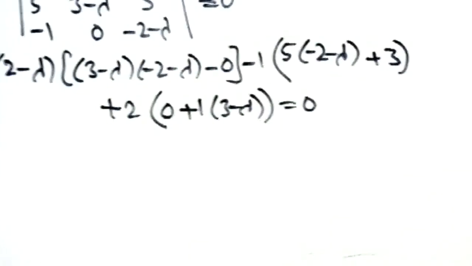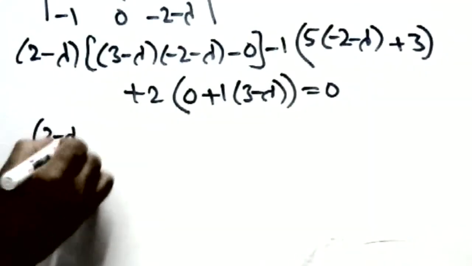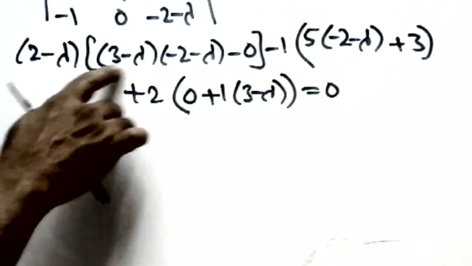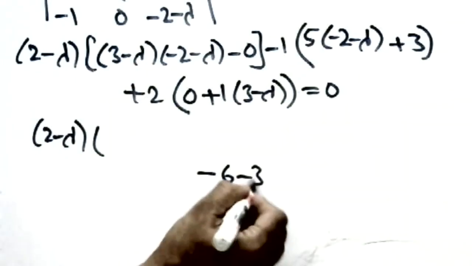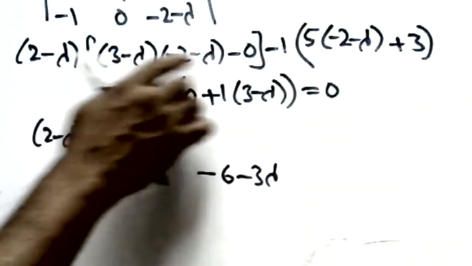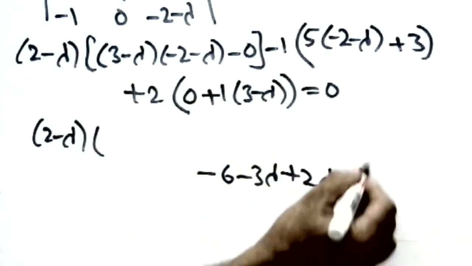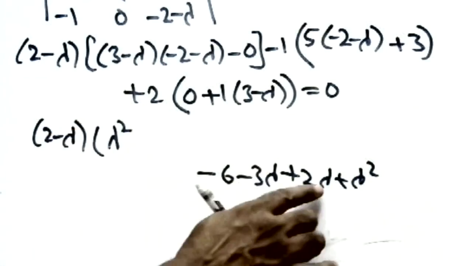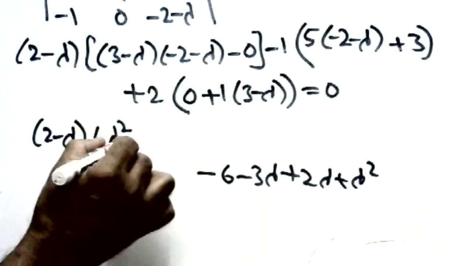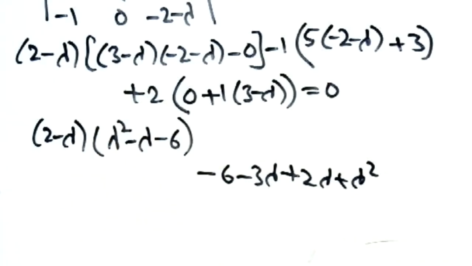Now let me solve this one. See your next continuation. Now 2 minus lambda into, if you multiply plus into minus, this will be minus 6 minus 3 lambda, minus into minus plus 2 lambda, minus into plus lambda square. So I'm writing first lambda square, then minus 3 lambda plus 2 lambda will be minus lambda, now minus 6.